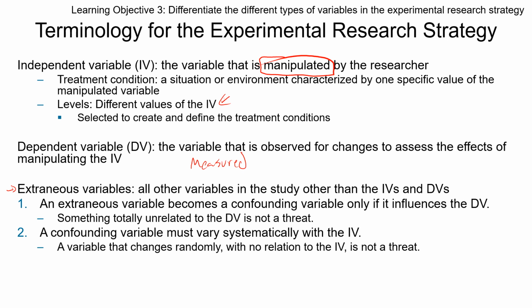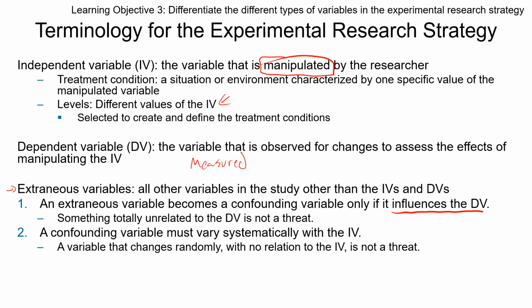Because typically confounding extraneous variables are the ones we're concerned with. But an extraneous variable is all other variables in the study other than independent and dependent variables. And an extraneous variable becomes a confounding variable only if it influences the dependent variable. So let's say you're looking at something else that has no relationship with the dependent variable. Let's say you looked at gender and gender has no effect on the dependent variable. Gender would be an extraneous variable that would not be a confounding variable because it has no effect on it. The things that are bad are these extraneous variables that do influence the dependent variable.